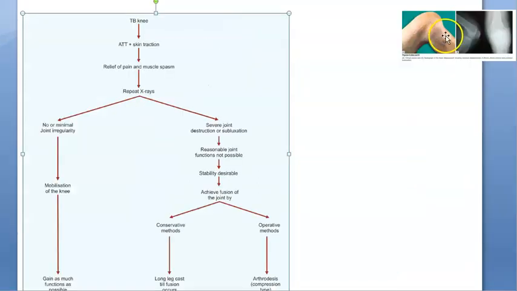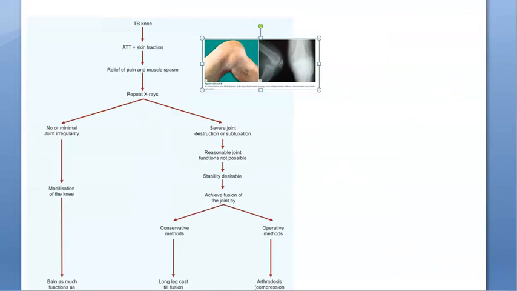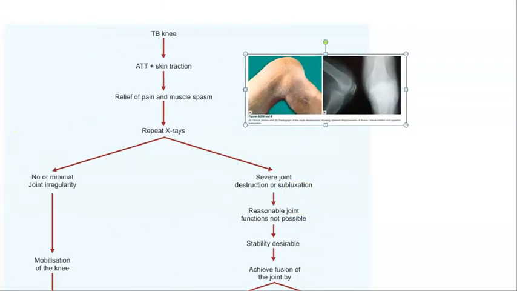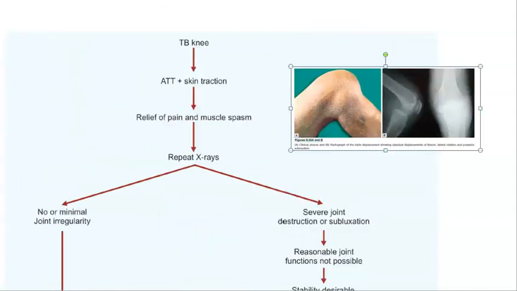Let's see this. So here is our knee, and let's see what they want to do with it. So tuberculosis knee, you know that it is there. Okay. So what will you do now? You will give anti-tubercular drugs, is the first thing they're talking about. Then you can do skin traction so that you will allow the knee to rest, right? So there will be relief of pain and muscle spasm.